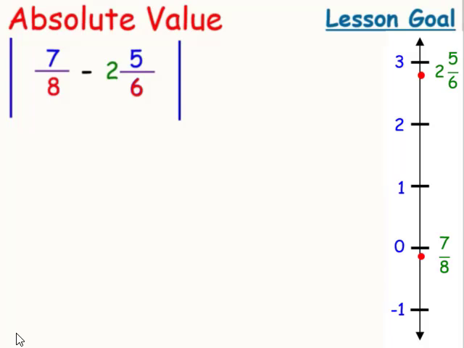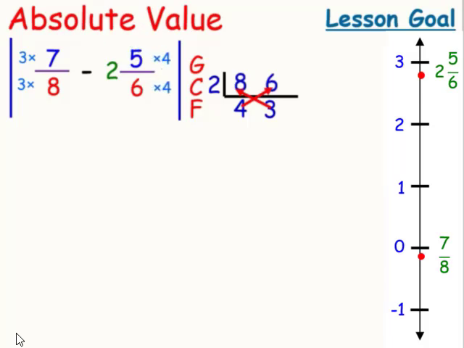Notice that these two denominators are not like, so we're going to factor out a 2. 8 divided by 2 is 4, 6 divided by 2 is 3. Since 4 and 3 are relatively prime, 2 is our GCF. We'll multiply the fraction with a denominator of 8, top and bottom by 3, and a fraction with a denominator of 6, top and bottom by 4, giving us our lowest common denominator of 24.